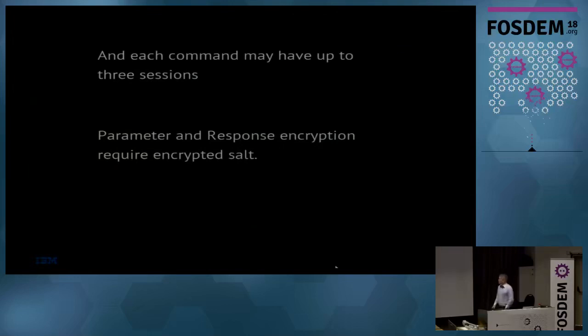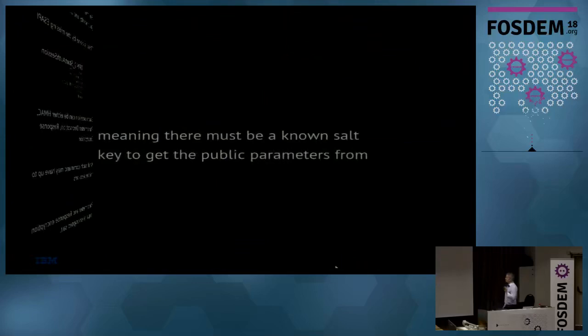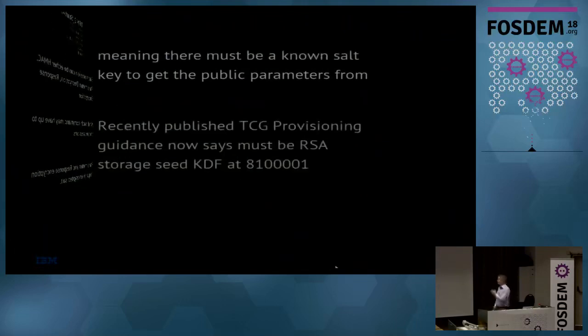And parameter and response encryption require this thing called an encrypted salt. So they require that you know the public part of a key that exists in the TPM. This wouldn't be a problem, except that I did say that you must have a known public key to get there, and the TPM itself only comes with these seeds, which means that somehow you have to take a seed and get a key from it. And like I said, doing that for RSA keys takes 45 seconds. You don't want to wait that long.